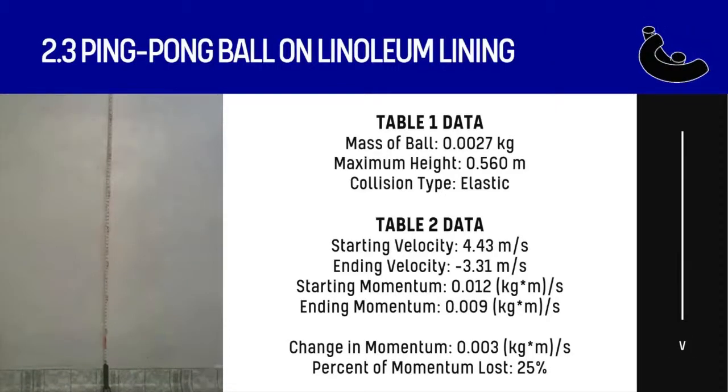And lastly, for the case number 2.3, these are all the data assessed. Table 1 data of the case included the following: 0.0027 kilograms of mass with a maximum height of 0.560 meters that results of an elastic collision type. The second table shows the following results. It has starting velocity of 4.43 meters per second and came up with an ending velocity of negative 3.31 meters per second.